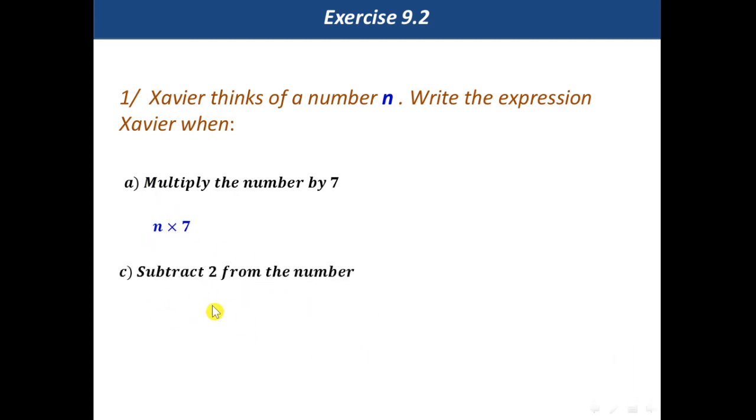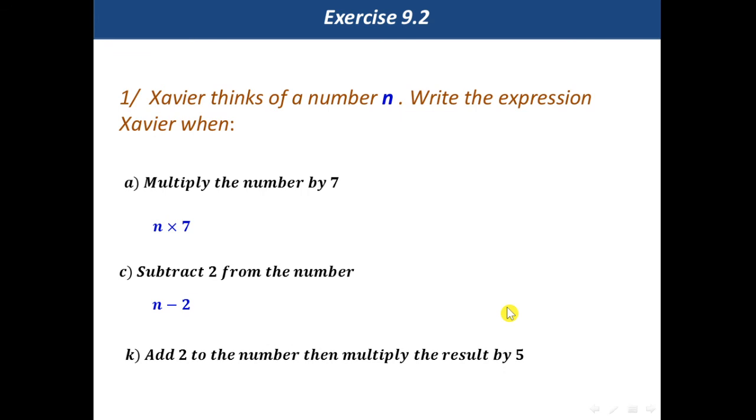By c is the same: subtract 2 from the number. The number is still n, you only take 2 from it. And the third one: add 2 to the number, then multiply the result by 5. Now we have two steps. The first step, you add 2 to the number, so it is n plus 2, and the result, you will multiply it by 5.